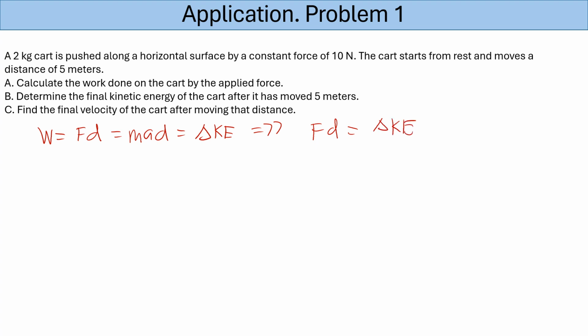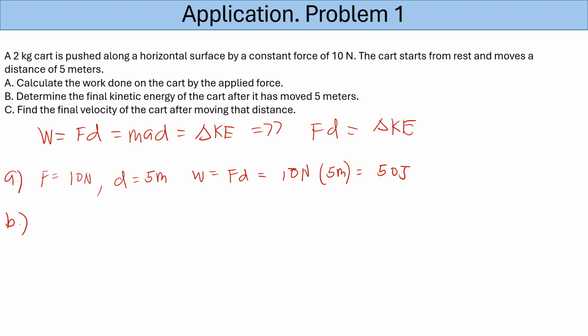Okay. So letter A, calculate the work done on the cart by the applied force. This is actually easy. We're going to use force times distance here, because we have a known force, that is 10 Newton, and the displacement d, which is 5 meters. So simply, work will be equal to force times the distance, which is equal to 10 Newton times 5 meters, which is 50 joules. So again, don't forget about the units.